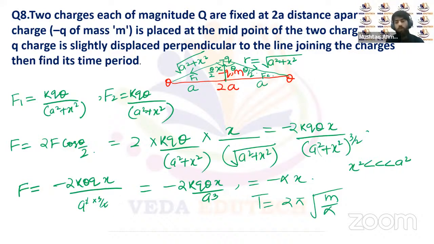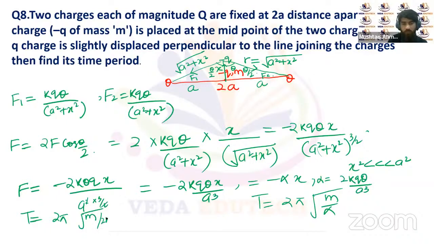In case of simple harmonic motion, the force is directly proportional to the negative of x, and that's what it follows here. So the time period will be 2 pi square root of m upon alpha. The value of alpha comes out to be kQq upon a cube, so we can replace it. So the time period comes out to be 2 pi square root of m a cube upon k q multiplied with the capital Q.